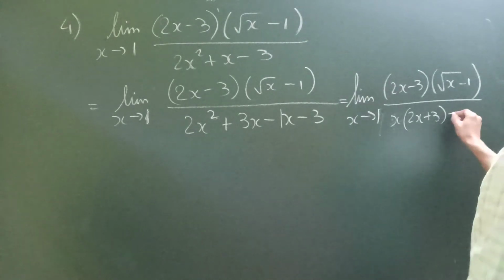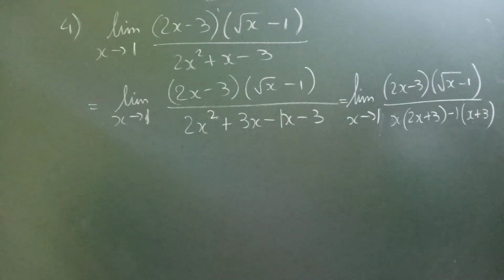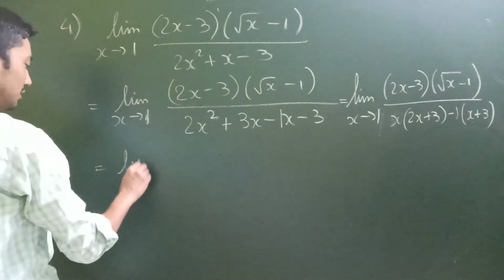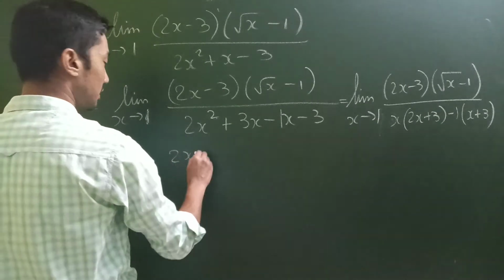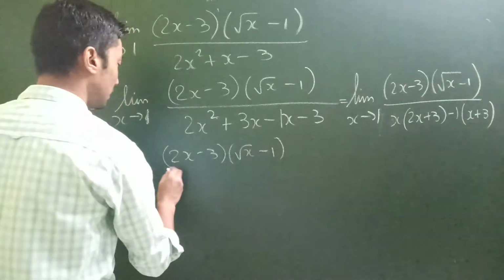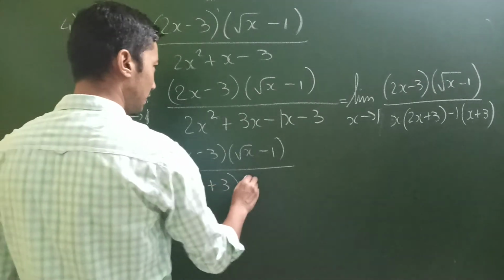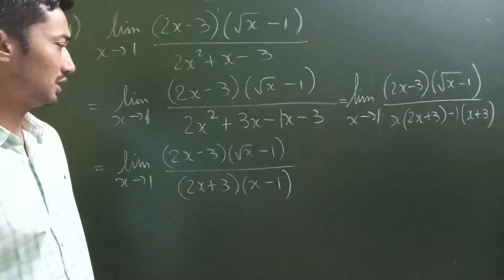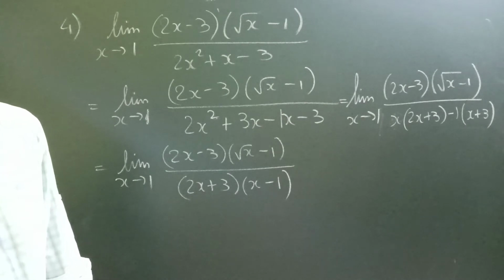Maybe you can see, so minus 1 into x plus 3. I think that's fine. Okay. So that's a limiting value as x tends to 1, 2x minus 3 root of x minus 1, over 2x plus 3 times x minus 1. So still we see that our problem is not solved yet.